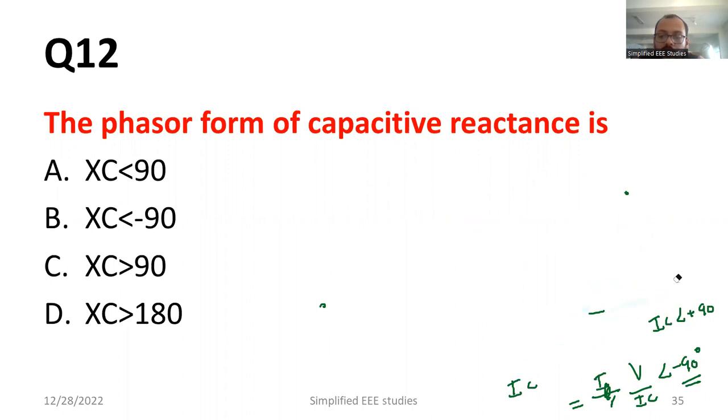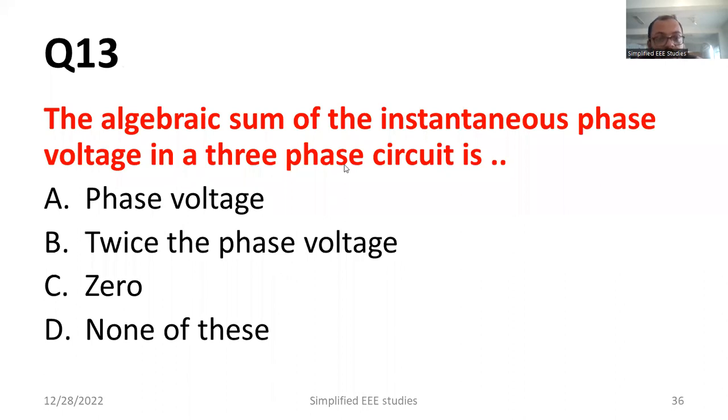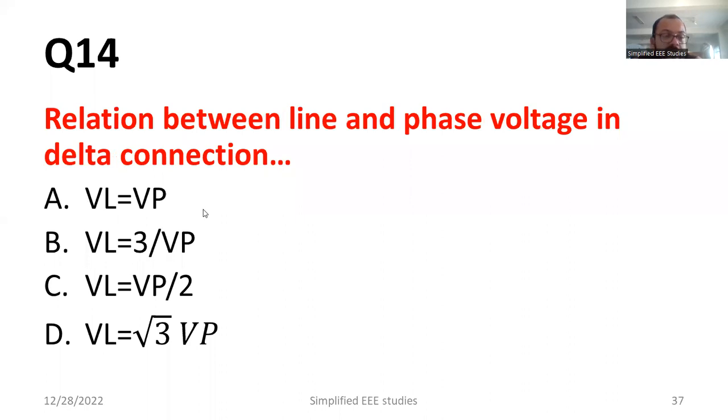Now I'll be moving on. Question number 13. Please check question number 13. I think the concepts are clear to you. The algebraic sum of instantaneous phase voltage in a three-phase circuit will be always zero only. You need to study what is balanced condition, unbalanced condition, all those things. Option C is the right answer.